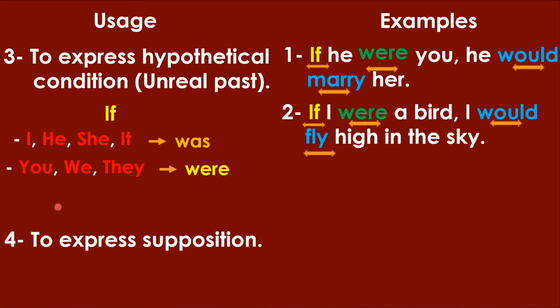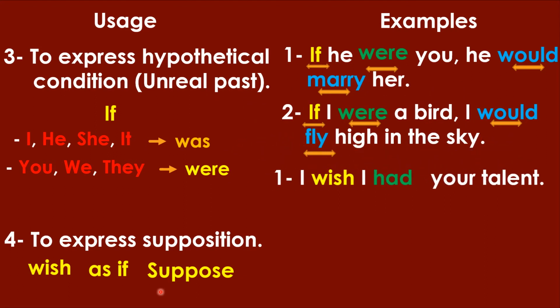Now let's move to another usage of the past simple. خلينا نشوف استخدام آخر للماضي البسيط to express supposition. التعبير عن الافتراض. It's used with expressions like wish, as if, and suppose. Okay. ده الاستخدام الرابع للماضي البسيط للتعبير عن الافتراض. بنستخدمه مع تعبيرات اللي هي wish, as if, and suppose.